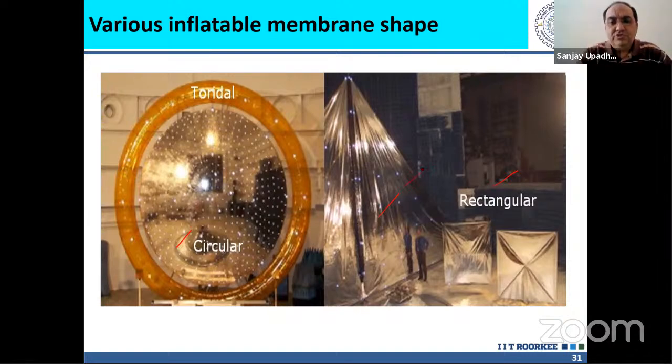These are the various membrane shapes we have studied. You see, this is a very thin, transparent material. If you observe this very thin material, you can easily fold it and pack it. We need to study what happens when you pack it and when we open it, so that there are minimum wrinkles and minimum crease interaction.